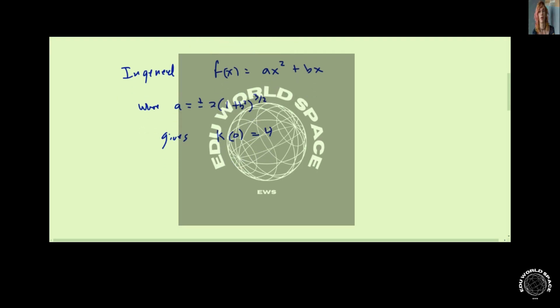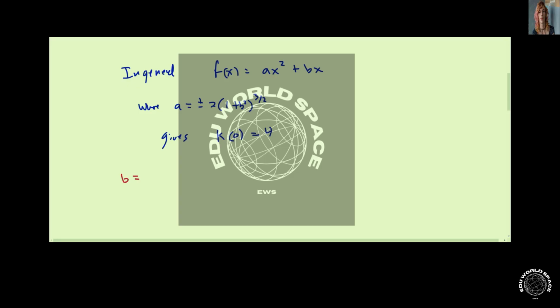So in general, f of x is equal to ax squared plus bx, where a can be equal to plus or minus 2 times 1 plus b squared raised to the 3/2, and this gives kappa of 0 being 4. So you can plug in any number for b, it will output some a, and that should give us this kappa of 4. So now let's just plug in some value.